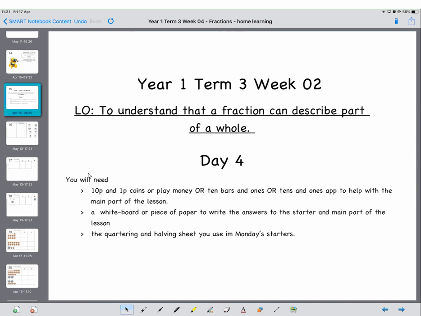So today, you're going to need 10p's and 1p coins, or play money, or 10 bars and ones, or the 10s and ones app that you downloaded last week. You're also going to need a whiteboard or a piece of paper to write the answers to the starter and the main part of the lesson, and you're going to need the quartering and halving sheet that you used in Monday starters. So when you've got everything ready, we'll get going.